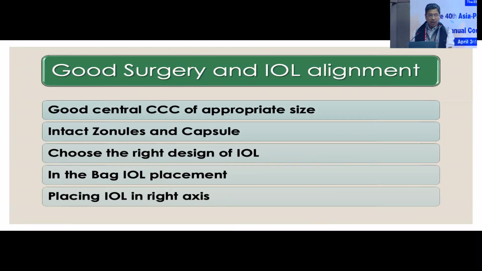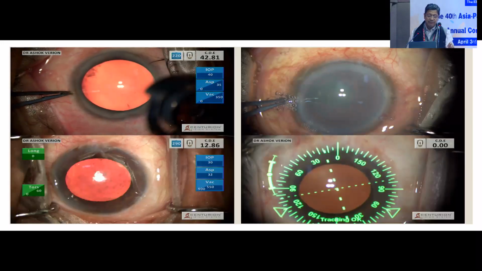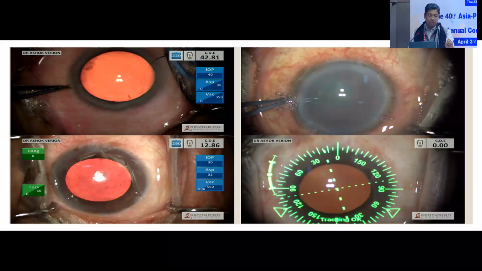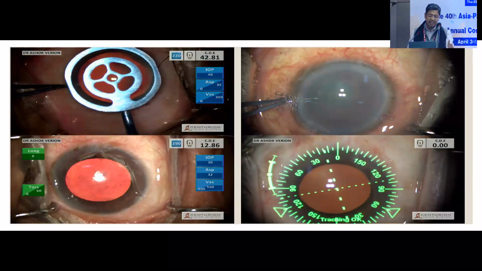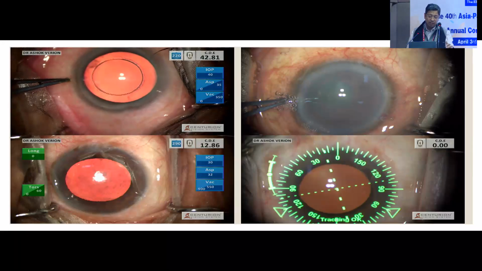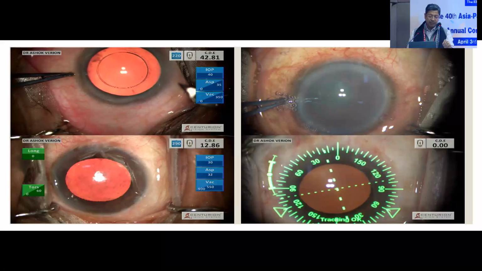During surgery, all these steps do play a very important role. Good central CCC, intact zonules, choose the right design of IOL so that rotational stability is maximum, put the lens in the bag, place the IOL in the right axis, and each of these steps are to be done carefully. If you are doing a central rhexis, make sure that you are doing the right size by marking it on the cornea with a corneal marker with the Purkinje in the center.